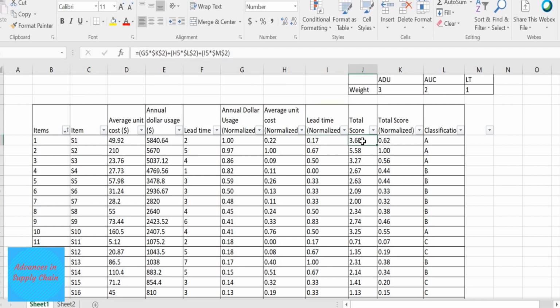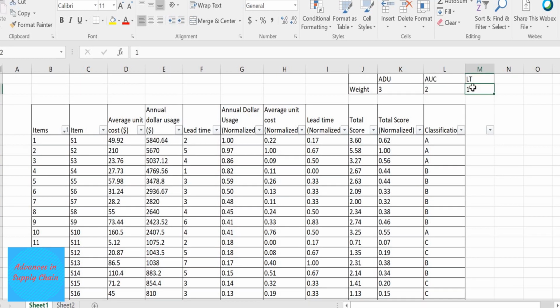The next step is to set which criteria are more or less important to you, so you apply weights accordingly. In this example, I put lead time as the third most important criterion, so I put 1 here. Average unit cost, I put 2, which tells me that average unit cost is 2 times more important than lead time. And I'm putting 3 for annual dollar usage, which tells me that annual dollar usage is 3 times more important than lead time.